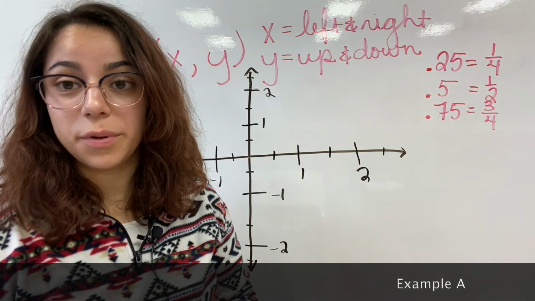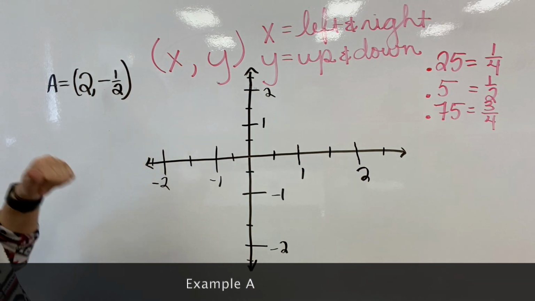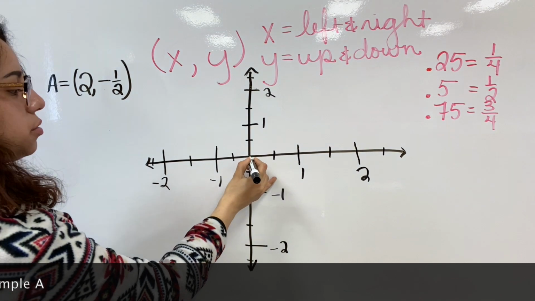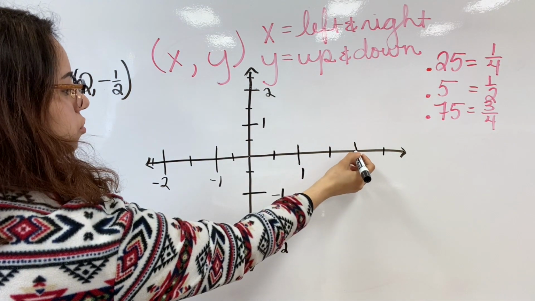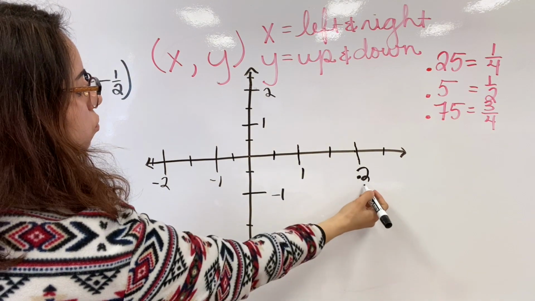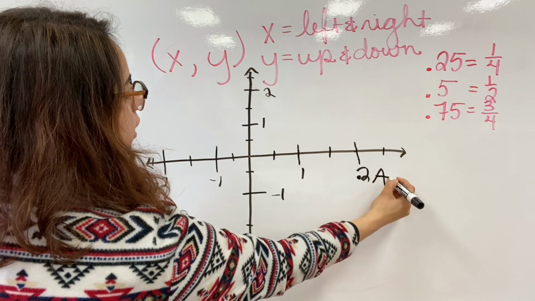So let's start with example A. All right, A tells us to graph 2, negative half. So we're going to start over here on our origin, the 0, 0. We're going to go all the way to the 2, and then negative half is going to be that little half notch right here. Not quite to 1, but right here, that little box. So this is going to be point A.